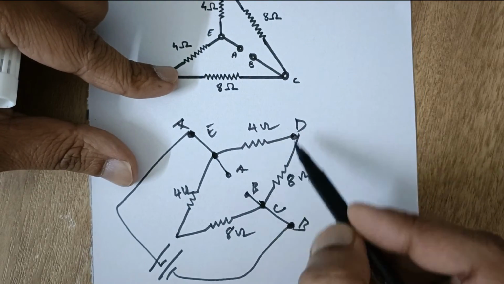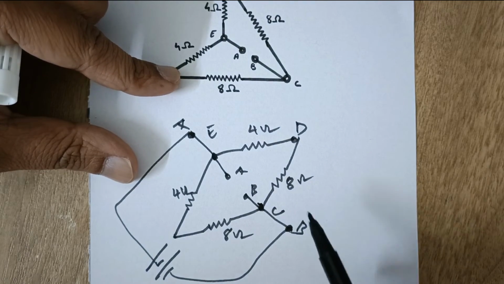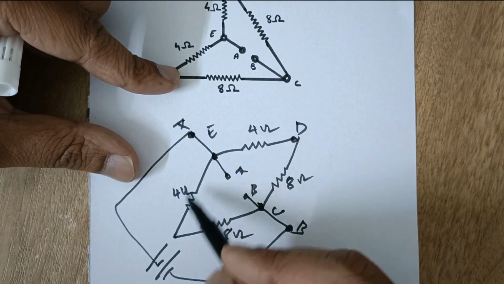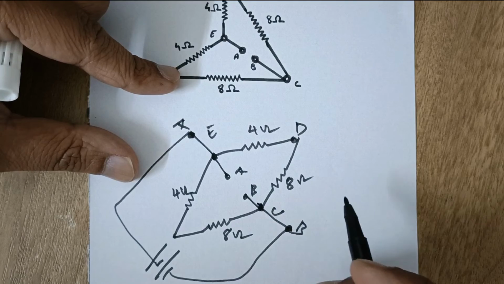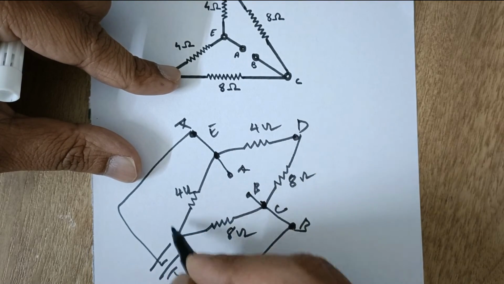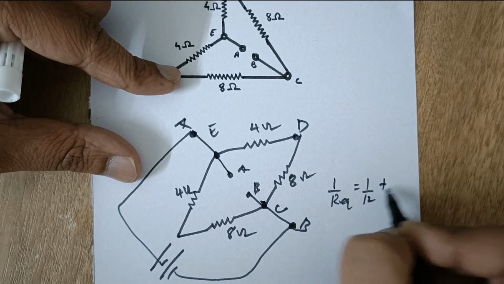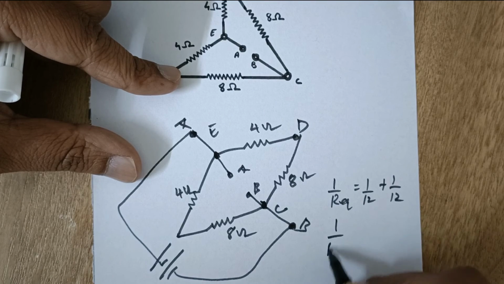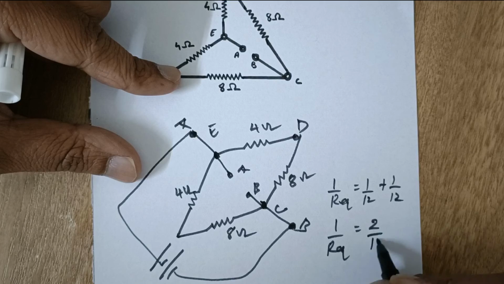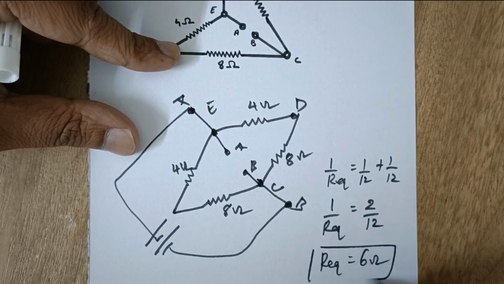So these two are in series, these two are in series, and its answer is in parallel. So 8 plus 4, 12. This is again 12. So 12 and 12 are in parallel. So the answer is 6. So let me do it for you. This is 8 plus 4, 12. Again 8 plus 4, 12. So 1 upon R equivalent is equal to 1 upon 12 plus 1 upon 12. So 1 upon Req is equal to 2 upon 12, that is 1 upon 6. So R equivalent is equal to 6 ohm. That is the answer to the problem.